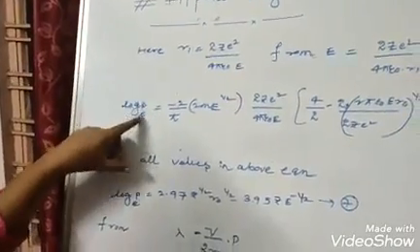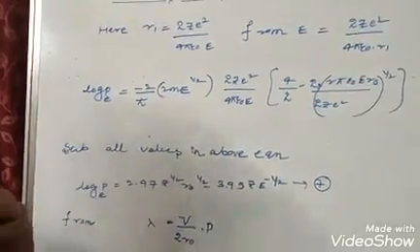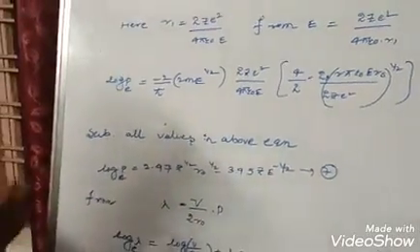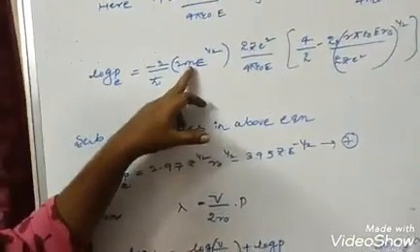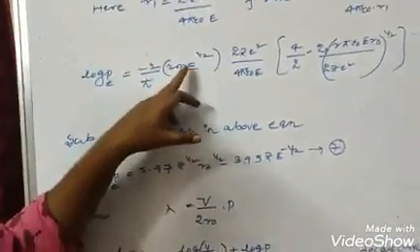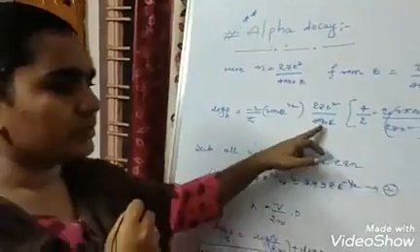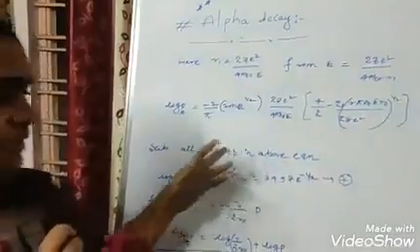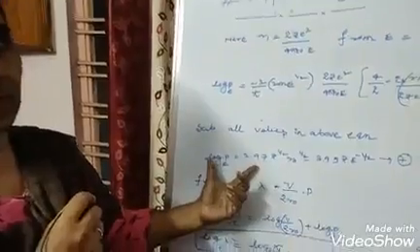So log p to the base e is equal to minus 2 by h cross, (2m) to the power 1 by 2, times 2Ze squared by 4 pi epsilon naught E. We substitute all values in this: m, the alpha particle mass, E, the energy, h cross, the reduced Planck constant, and epsilon naught, the permittivity of free space. With all values substituted, we get the final value of log p, the probability.